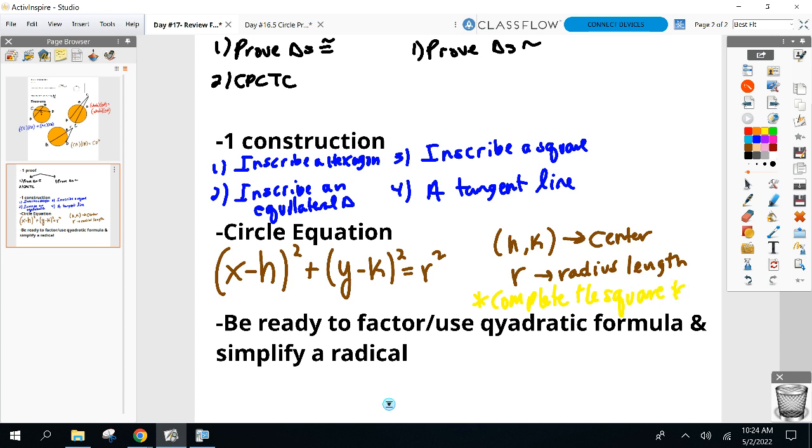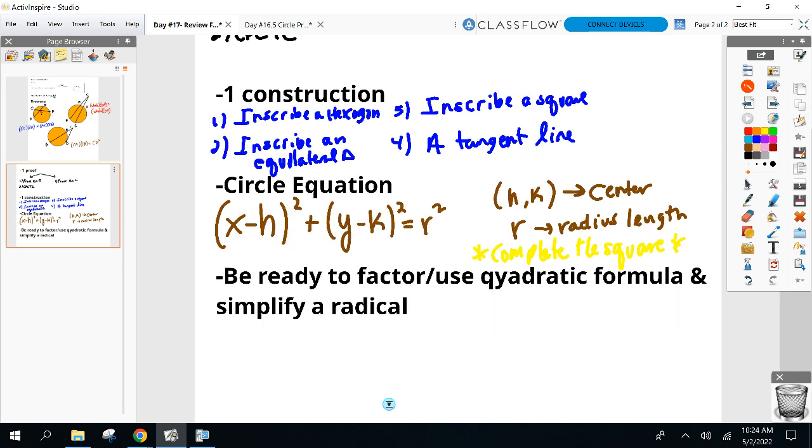And there is practice in your packet with the completing the square. And be ready to factor. And if you don't want to factor, you can use the quadratic formula if you need to. But it will be factorable, what I have you do tomorrow.